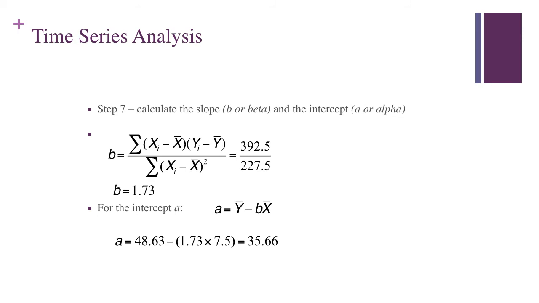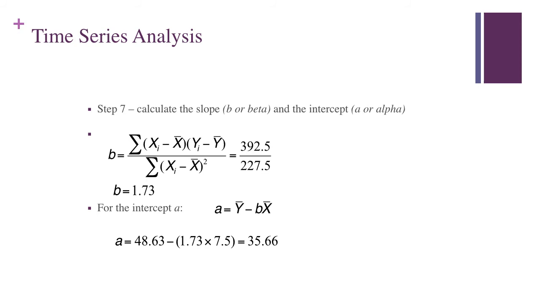Slope is represented by beta, so it's going to be the sum of x sub i minus the mean of x, times y sub i minus the mean of y, divided by the sum of x sub i minus the mean of x, squared. And that gives me a slope of 1.73.